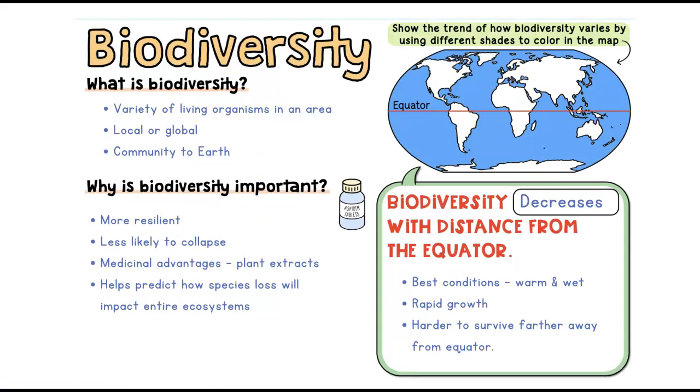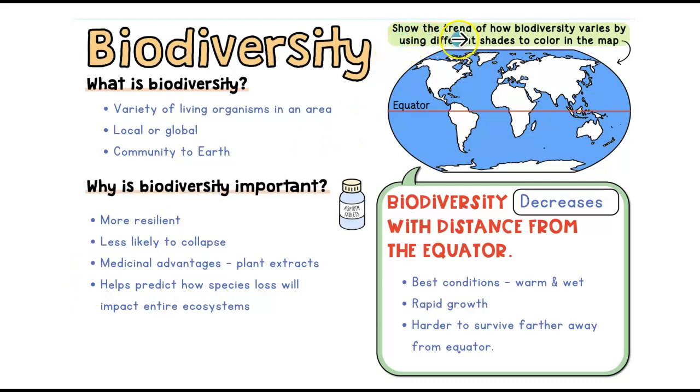All right, biodiversity. We've talked a little bit about this already, but what is biodiversity? It's a variety of living organisms in an area. It can be local or global, and it can go from community all the way to the earth. Why is biodiversity so important in an ecosystem? Because it makes ecosystems more resilient and less likely to collapse. There are lots of medicinal advantages because of the plant extracts. It also helps predict how species loss will impact entire ecosystems.